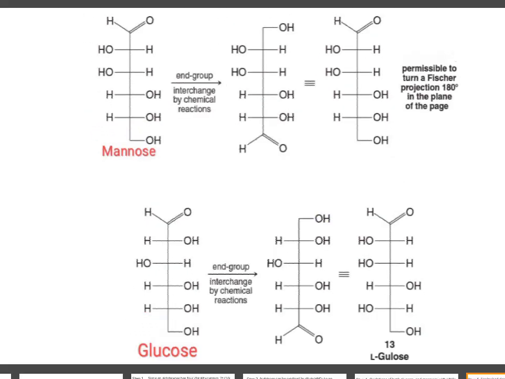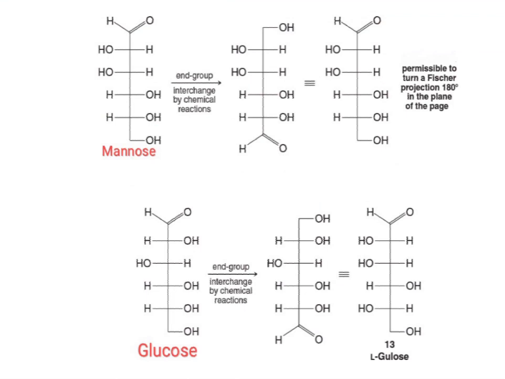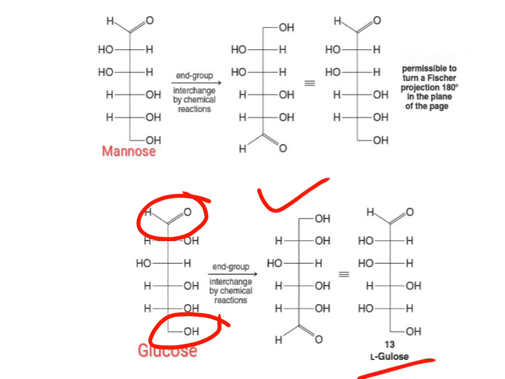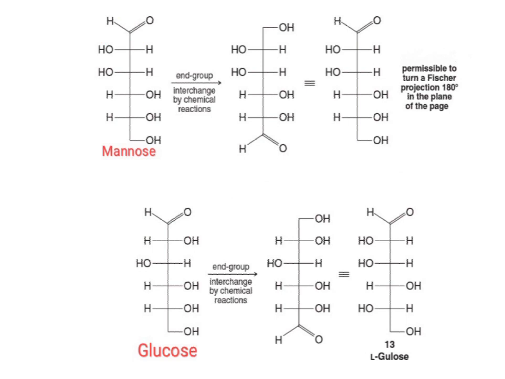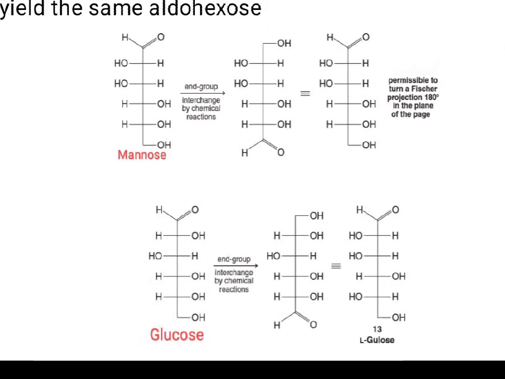But in the case of this glucose, if you change this CH2OH and CHO group, after interchange you will get a different structure, which is actually L-glucose. But in the case of mannose, both were the same before and after exchange of the CH2OH and CHO group. By this logic, Fischer understood which one is the structure of glucose and which one is the structure of mannose.